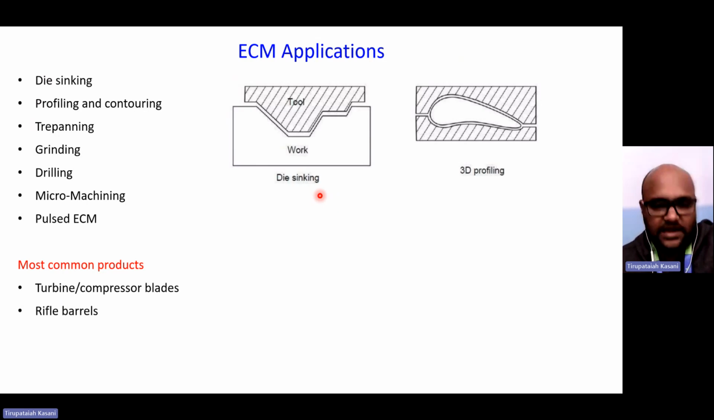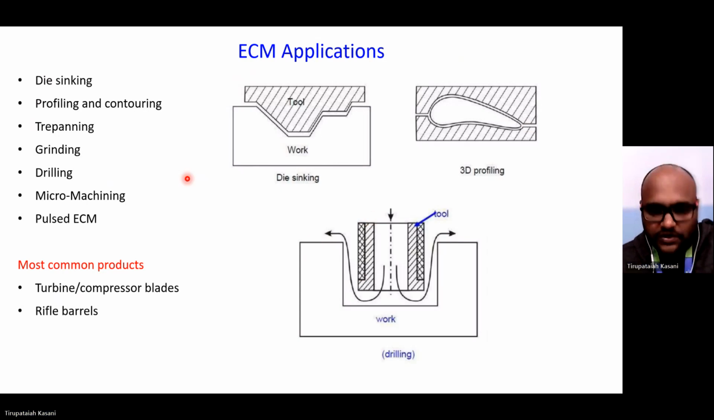See here, this is the die sinking. What does this die sinking mean? This is the workpiece and this is the tool. Means the shape here, the flow of the electrolyte is in this portion. See here, this is the 3D profiling of the turbine blade. See here, the flow of the electrolyte is like this, from here to here. Means precise control. See here, in case of drilling, the flow of the electrolyte is from here to here. This is the workpiece and this is the tool.